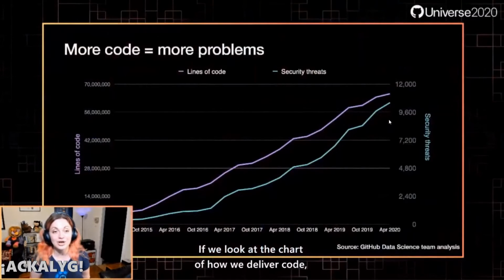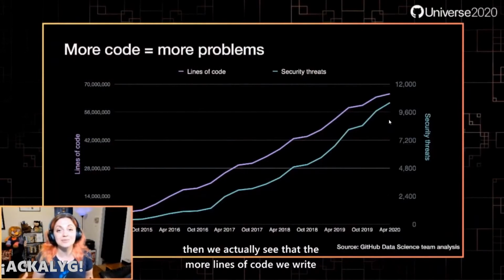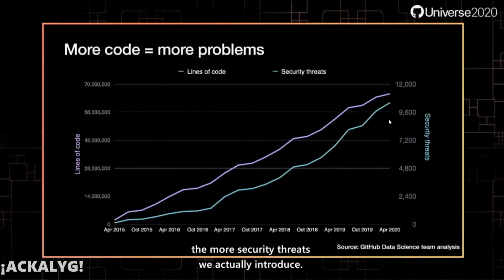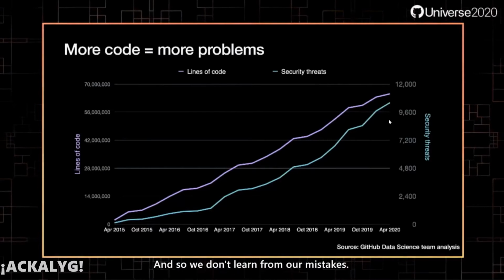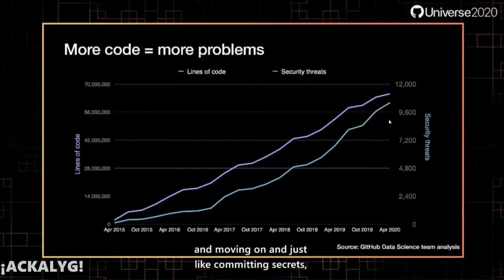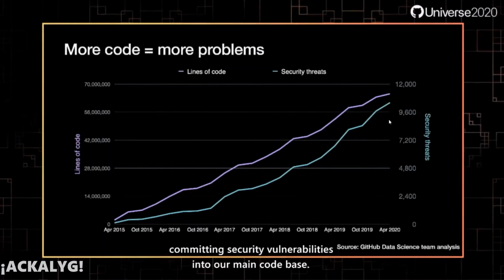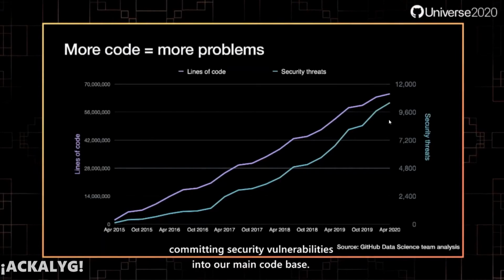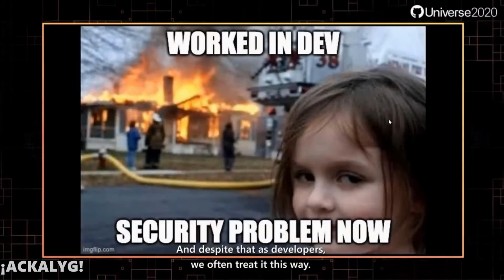If we look at the chart of how we deliver code, we actually see that the more lines of code we write, the more security threats we introduce. And so we don't learn from our mistakes. We just continue committing bugs and moving on, committing secrets, committing security vulnerabilities into our main code base.